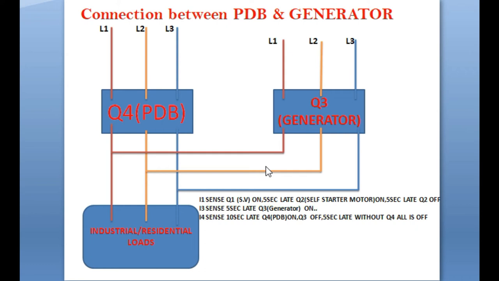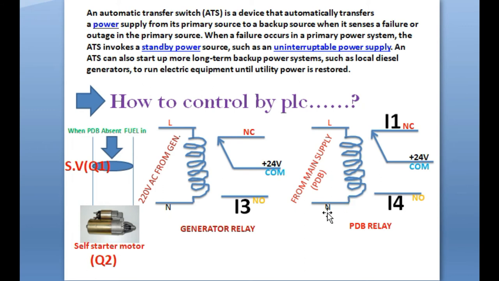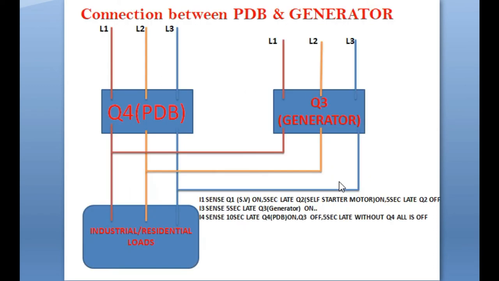The time you work is roughly 120 milliseconds or 50 seconds is the demand. So friends, the I for sensor senses when the PDB is coming. When the DC supply from the PDB is coming, that means the time series coil is energized, and the I for will sense it 10 seconds late. It's 10 seconds maximum, that's it.